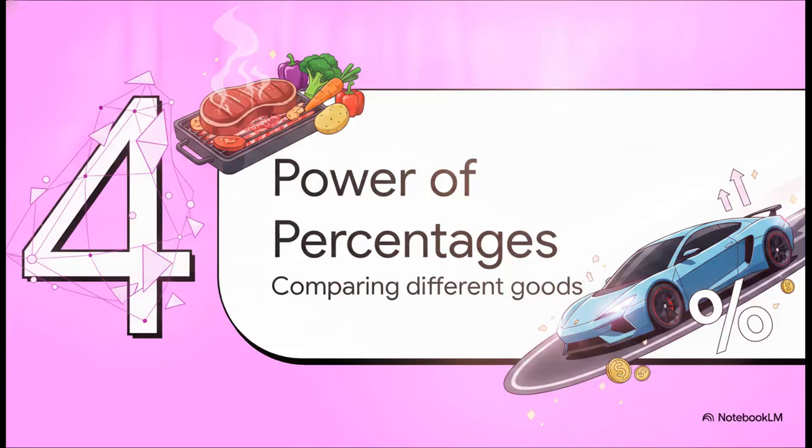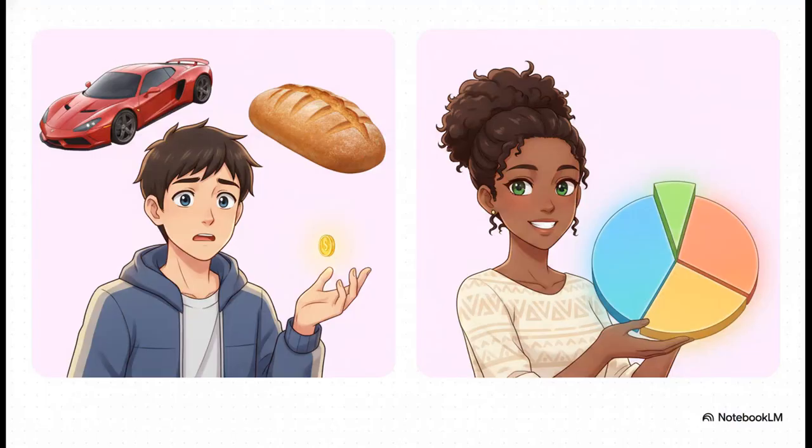Which brings us to Section 4, the power of percentages. We're figuring out how to compare apples to oranges. So here's a massive real-world problem economists face. How do you compare the market's reaction to a change in the price of a pound of ground beef versus a luxury sports car? Well, you have to completely ditch absolute terms like rands, euros, or kilos. I mean, think about it. A €1 change on a car is basically a rounding error, but a €1 hike on a loaf of bread? That's a huge deal.